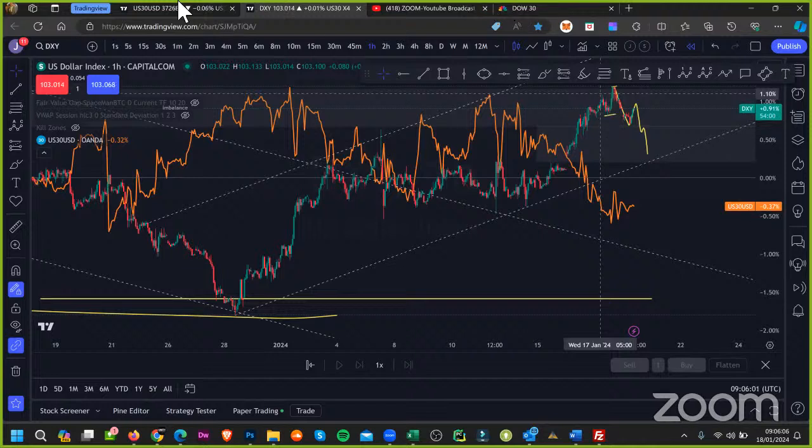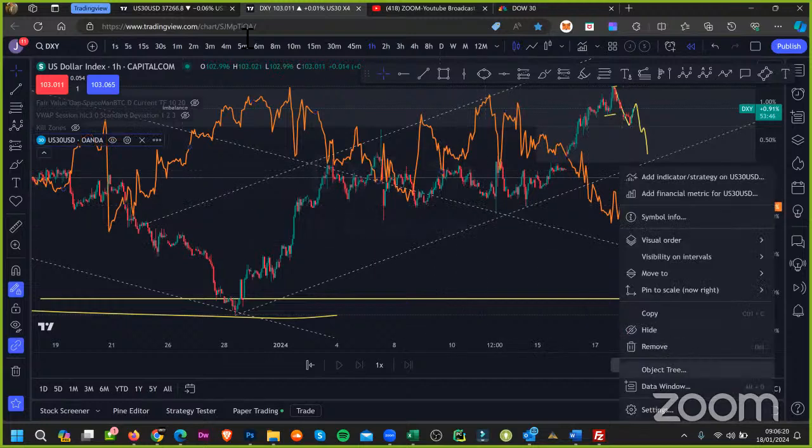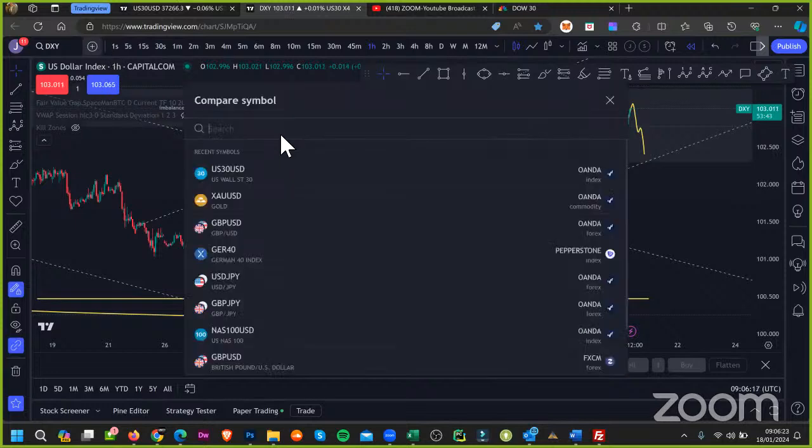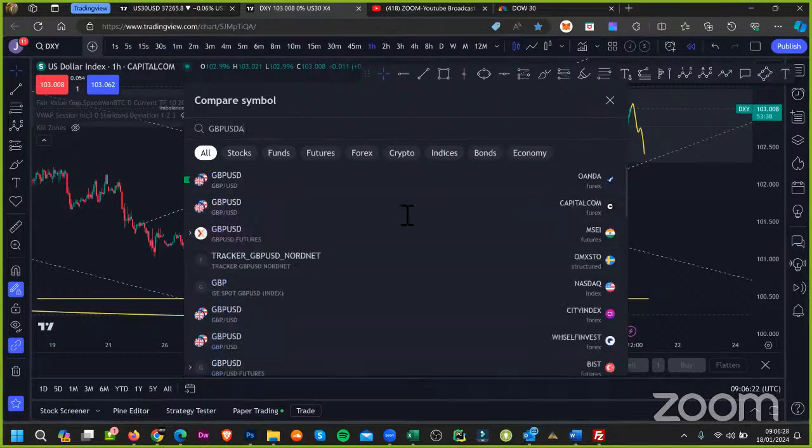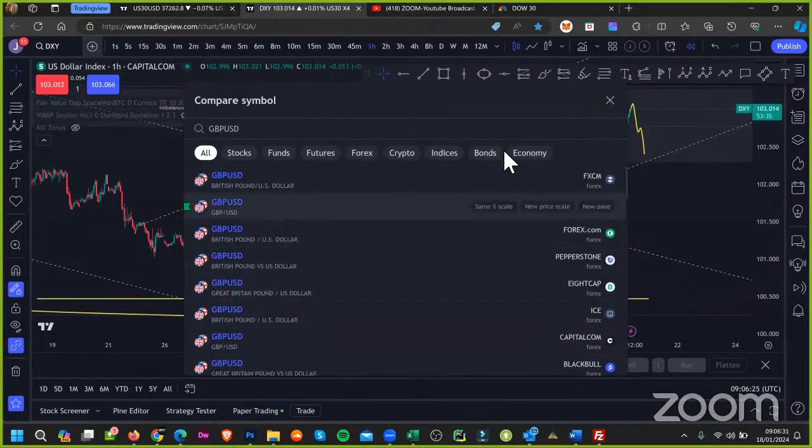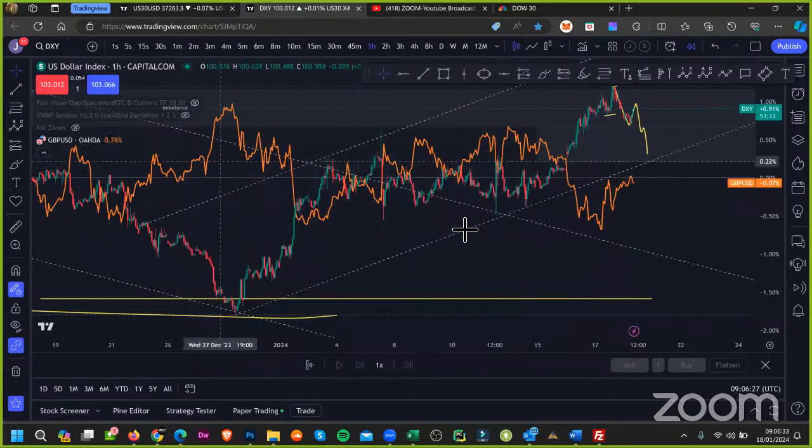How did I do that? I went to this button here, I clicked plus, and then I added US 30 on top of it. If I wanted to remove that, I could right click it and remove it. And if I wanted to, I can add the British pound, GBP USD, and just superimpose that on top of my chart. You see? When this is going down, this one was going up. So that's also told me that the dollar index and the Great British Pound have an inverse relationship.